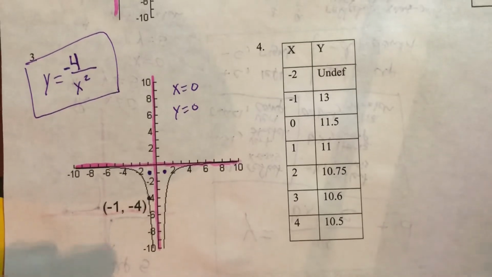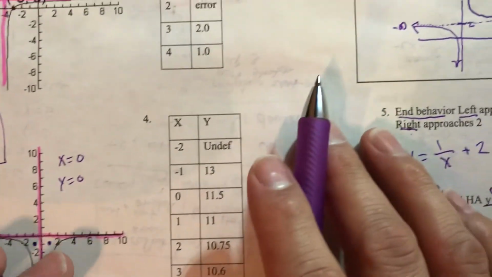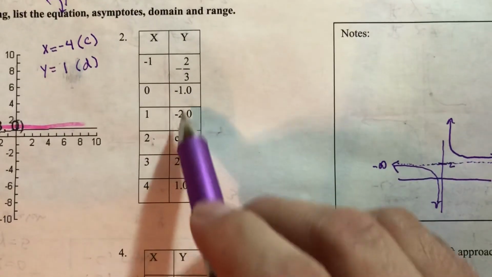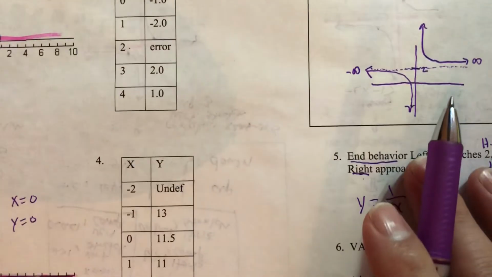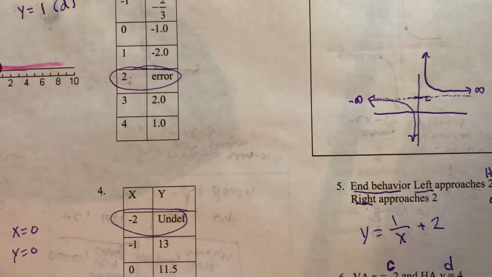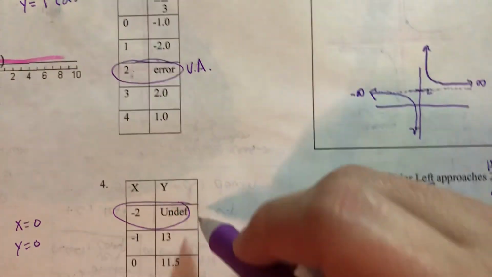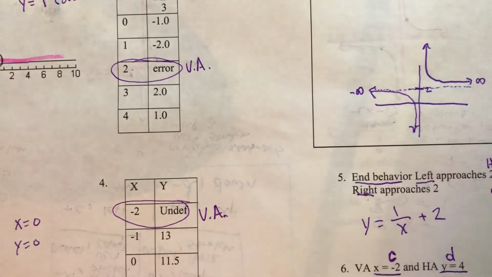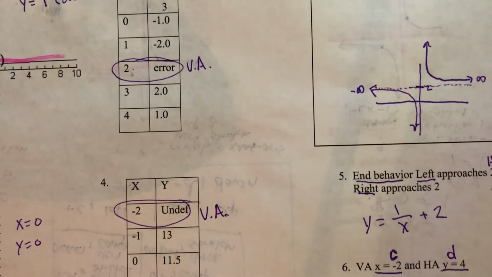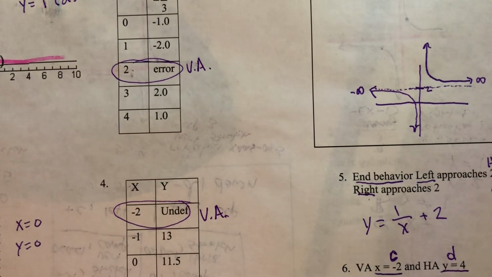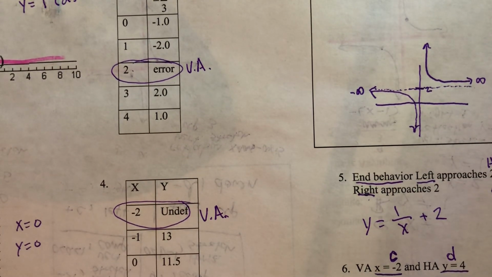Okay, and then don't worry about the tables. I'll go over the tables whenever I get back. The one thing I do want you guys to understand is where it's error or undefined, that's going to be my VA. That's going to be my C value. Okay, so just make a little note about that, and then I'll show you how I do the tables when we get back, just the guess and check method that I use.